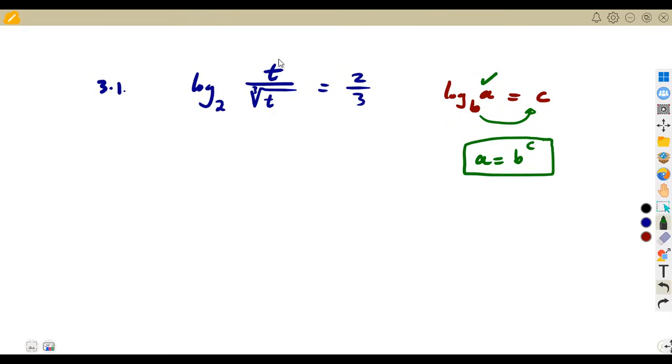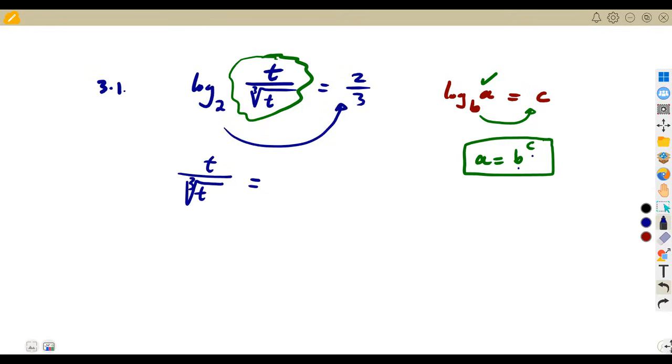So this is what we have. This whole part here represents our a. So it means the whole part as it is, t over the cube root of t in this case, is going to be equal to what? B to the exponent of the base to the exponent of the answer, which is to the exponent of what? 2 over 3. So it's going to be 2 to the exponent of 2 over 3 like this. That is what we're supposed to have.